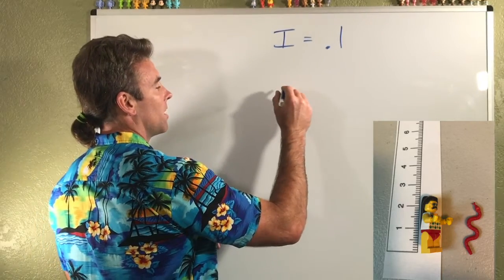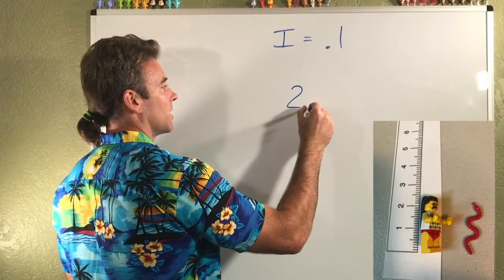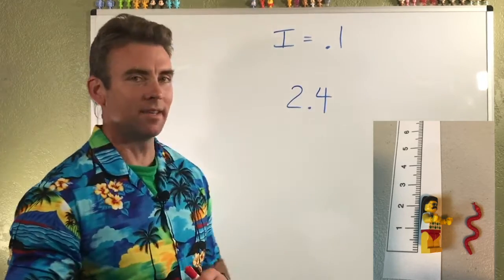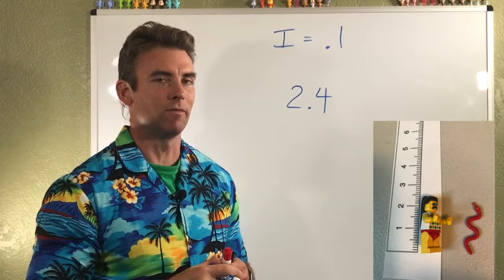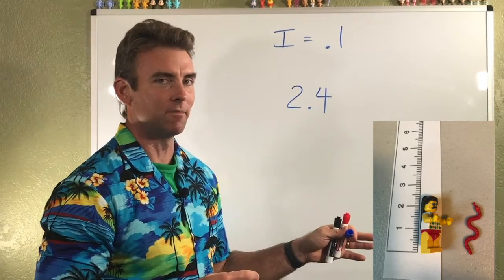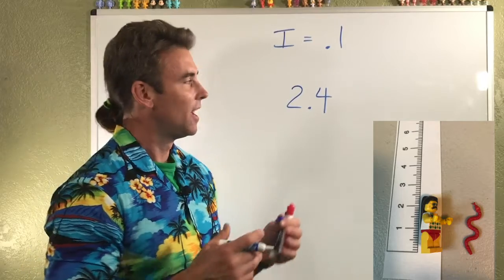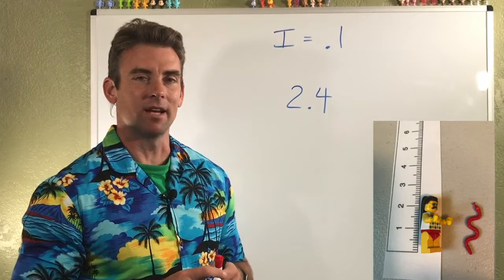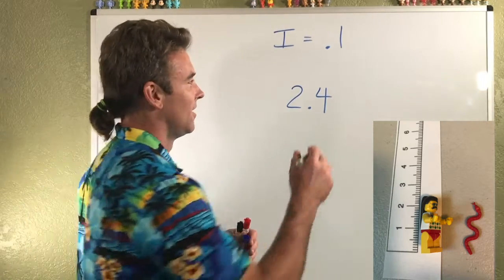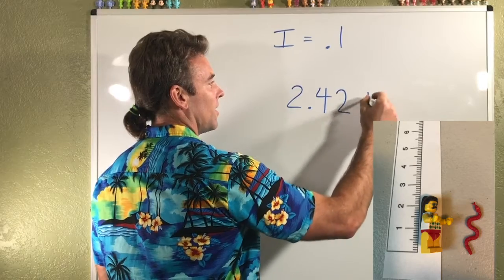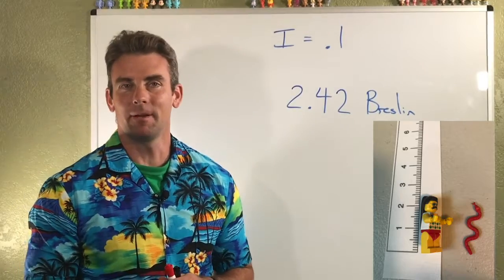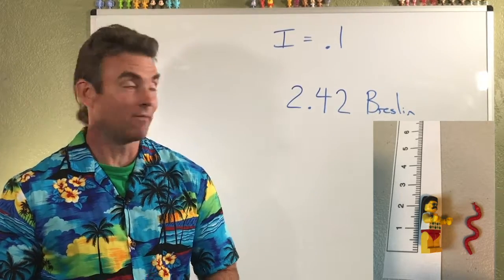Okay, so what I'm going to do is I'm looking at Clyde there, and I see a 2.4, right? He's not quite to the 2.5. It looks like he reaches to the 2.4. And now it's up to me to decide, how far past that 4 is he, right? What is my estimated digit going to be? And so I just decided that that looked like a 2 to me, right? It looks like about 2/10 or a fifth of the way there. So we're going to call that 2.42 Breslins. Right? And so again, notice that I now have another digit in there.